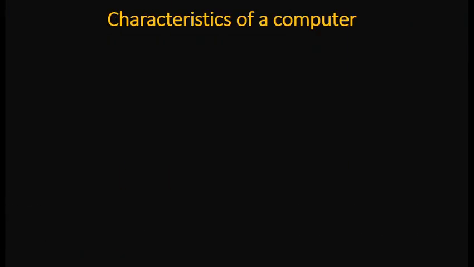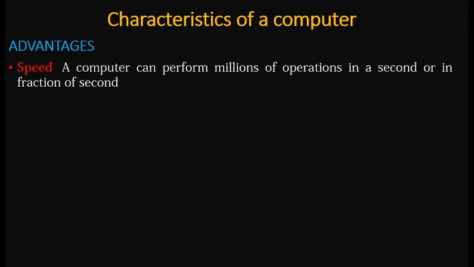Now, what are the characteristics of a computer? Because of many characteristics that human beings enjoy, we are using computers for data processing. Among them, the advantages are speed. A computer can perform millions of operations in a second or in a fraction of a second. That is, it can do different processes very fast.